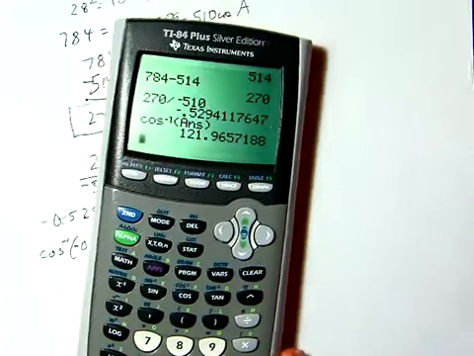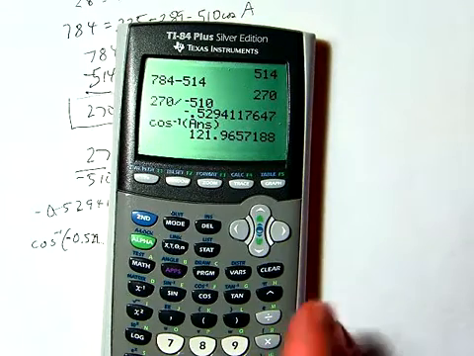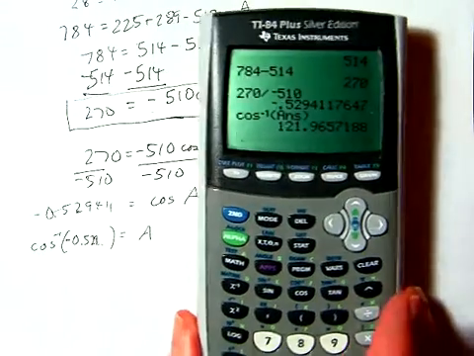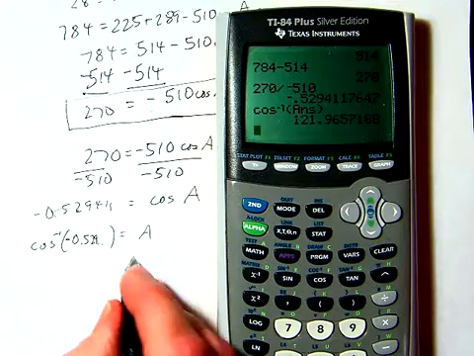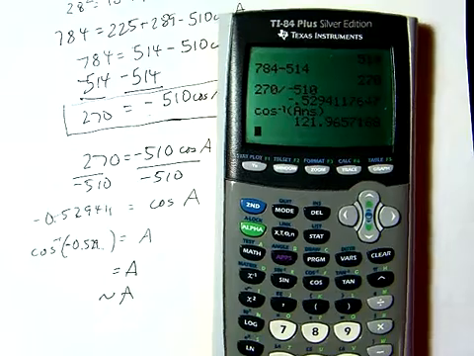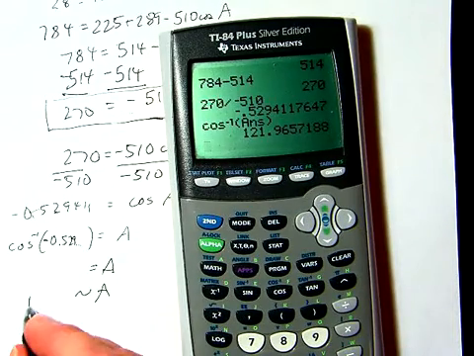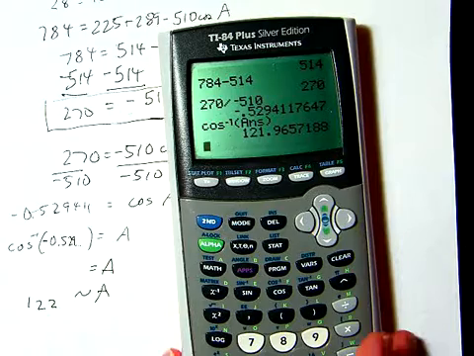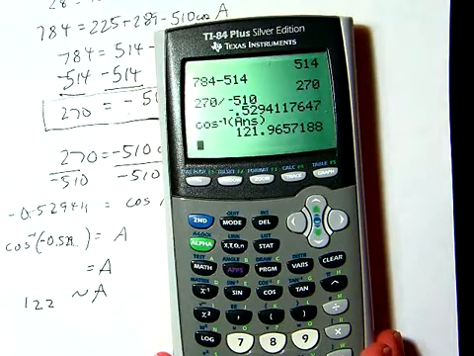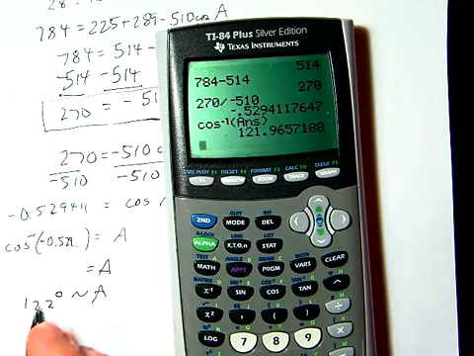So I get 121.96. I have to do this to the nearest degree. So my answer is A equals, to the nearest degree, I can say approximately, sometimes that squiggle sign means approximately, 122, right? If I round off to the nearest tenth, 121.96 rounds up to 122 degrees. And that is the correct answer.